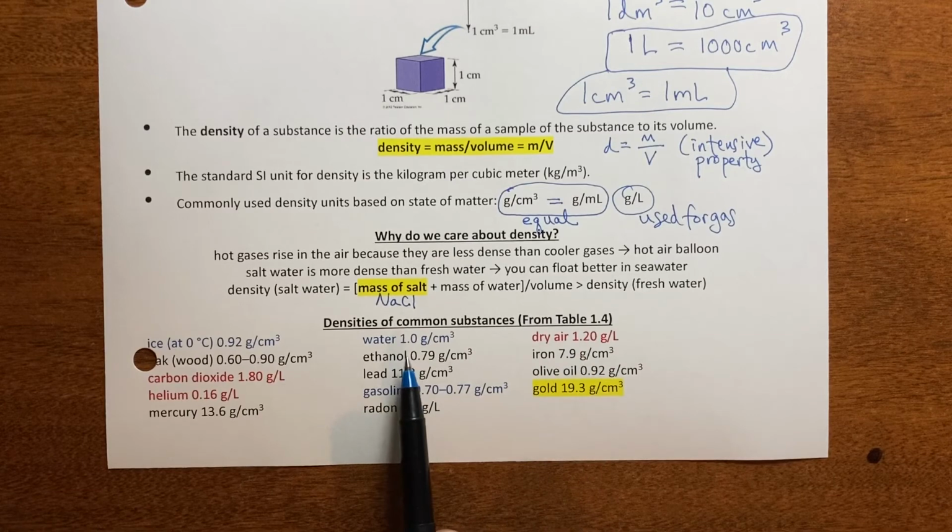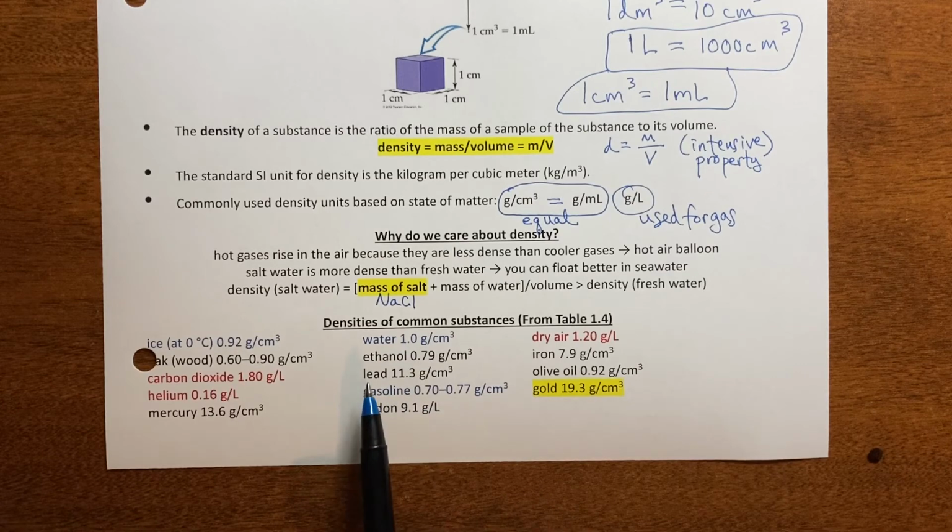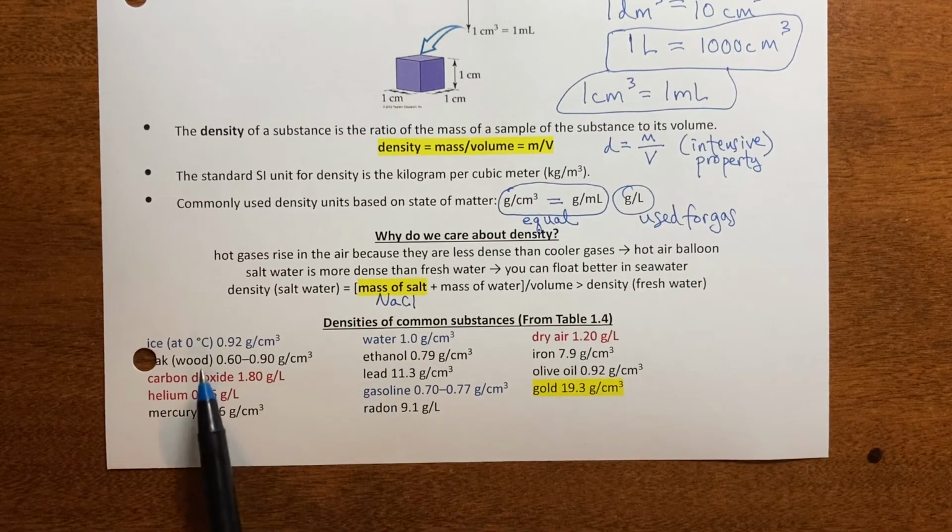Here are some densities of common substances just to give you an idea for comparison. Again, regular water, based on our measurement systems, is given a density of 1 gram per cubic centimeter. Ice actually has a density a little bit less than 1. That's why ice floats on a frozen lake or pond. Good for the fish, that's true. If ice were more dense than water, lakes would freeze from the bottom up, and that would be bad news for the fish that live in the water.